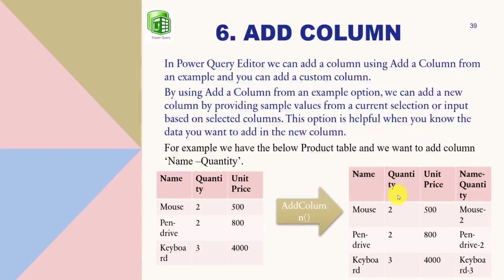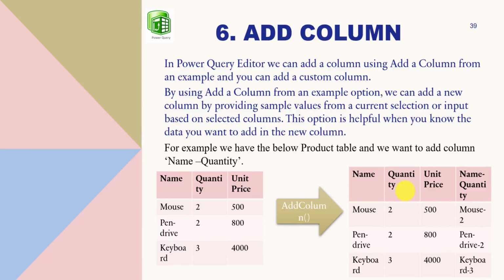Next is add column. In Power Query Editor, we can add a custom column by using the add column from an example option. We can add a new column by providing sample values from the current selection or input based on the selected column. This option is helpful when you know the data and you want to add a new column. Now let's see how we can do this.